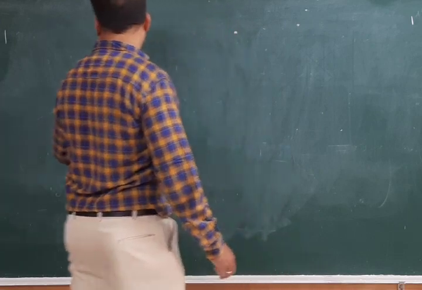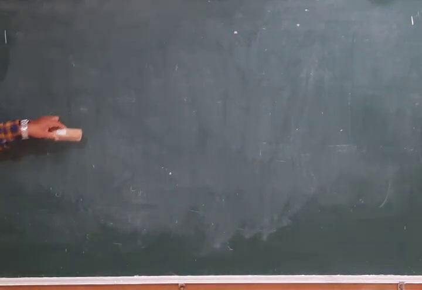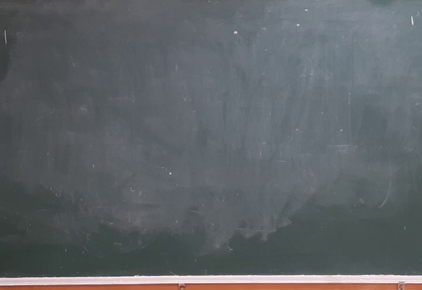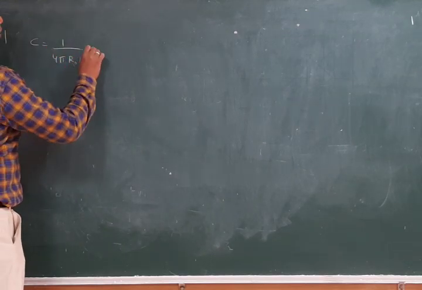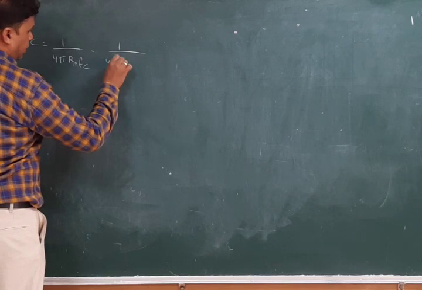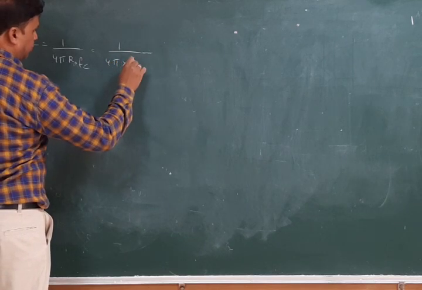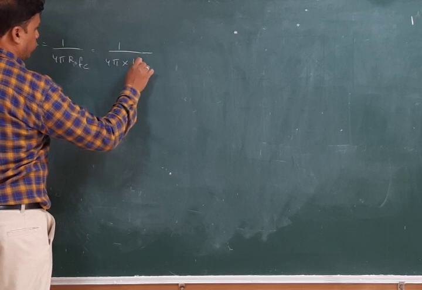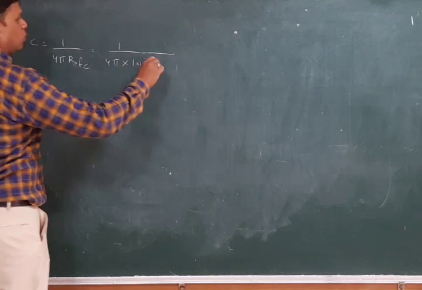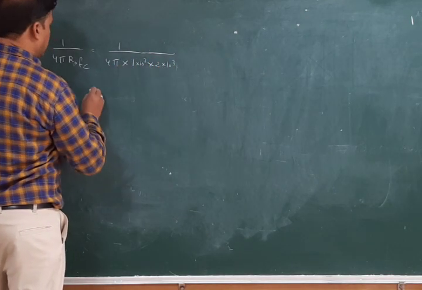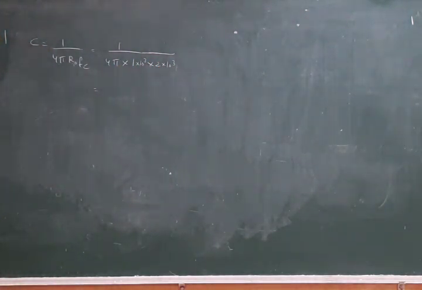So, what is the capacitor value? C is equal to 1 by 4 pi R naught Fc. What is C? All the values are given: 1 by 4 pi into R naught. R naught is 1 kilo ohm, 10 cube, into Fc. What is Fc? Cutoff frequency is given as 2 kilohertz, 2 into 10 cube. So that is 4 pi into 1 into 10 cube into 2 into 10 cube. So we get 0.0398 microfarad.